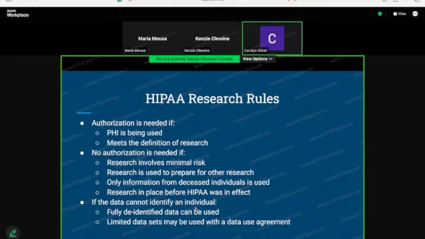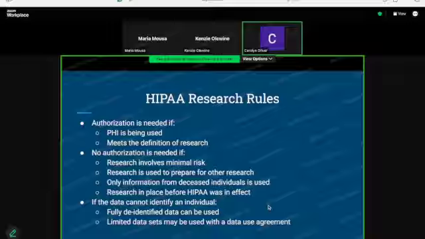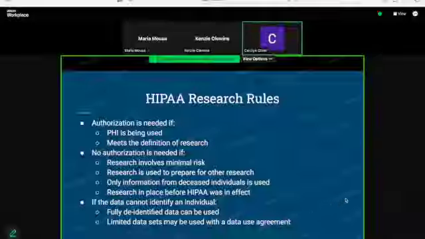If the data can't identify an individual, you don't need HIPAA authorization, but you need to ensure that fully de-identified data is being used, so nothing to identify the subject themselves, and that limited data sets are used with a data use agreement, so different than the HIPAA authorization.